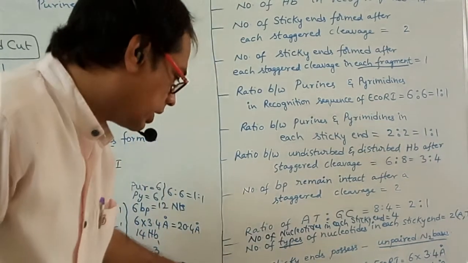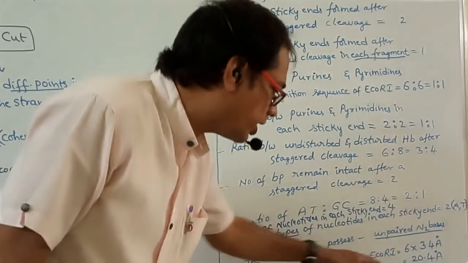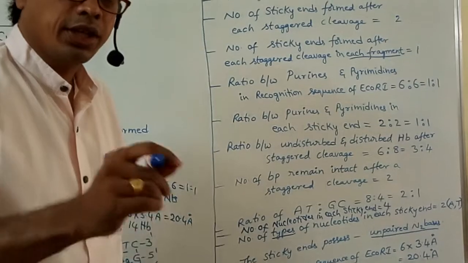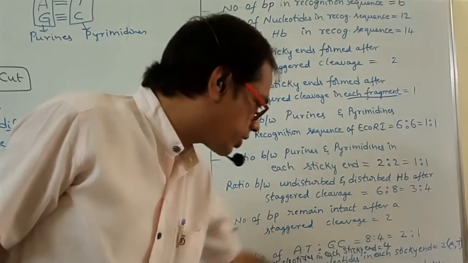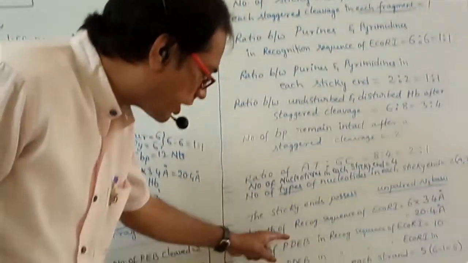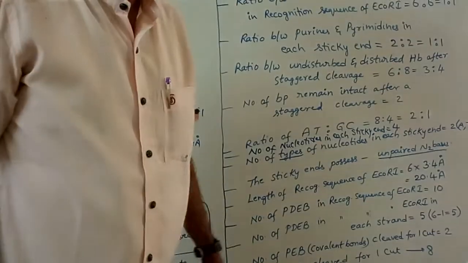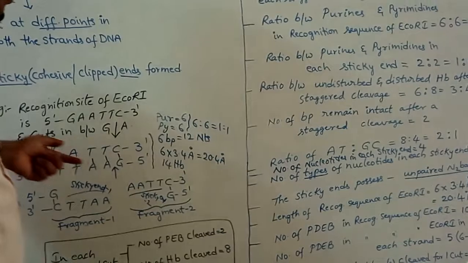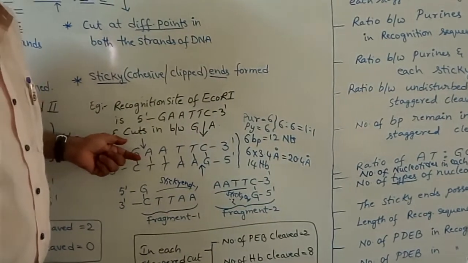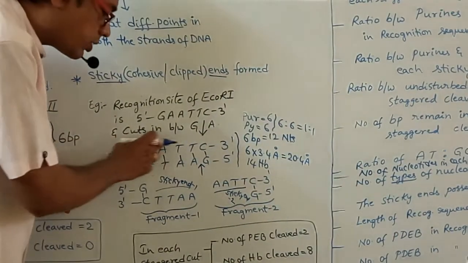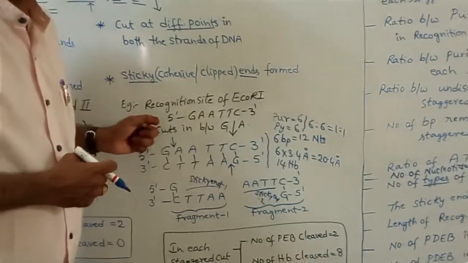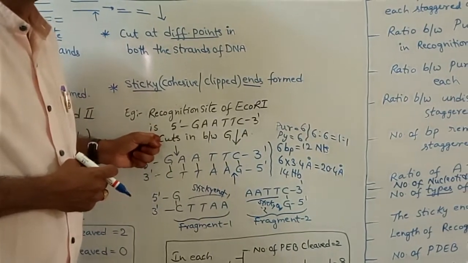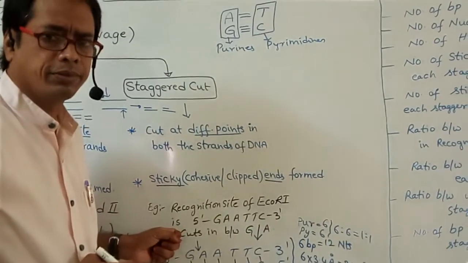Unpaired. Length of the recognition sequence is 6 into 3.4 angstroms, that is equal to 20.4 angstroms. Number of phosphodiester bonds in the recognition sequence. How can we calculate? Phosphodiester bonds means 6 base pairs minus 1. Like that you have to calculate. Okay? 6 minus 1, 5.